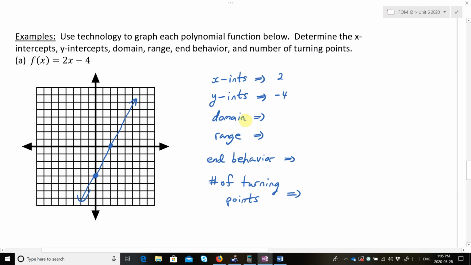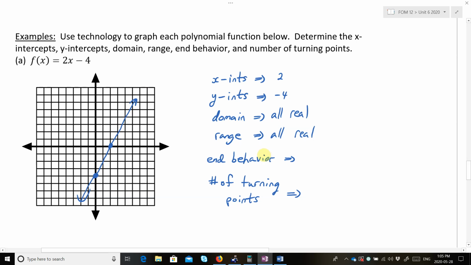Okay, the domain is all possible x values used for this graph, and when the graph goes to the left and right forever, that means it's using all real numbers for the domain. And the graph goes up and down forever, covers the whole y-axis, so the range is all real as well.